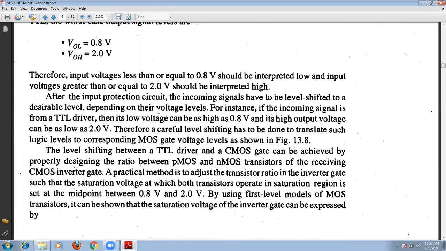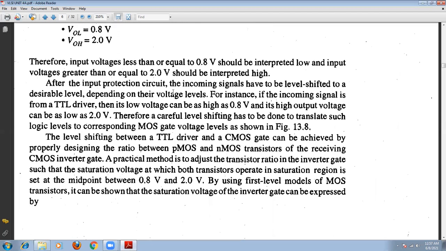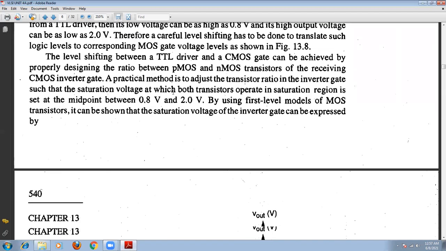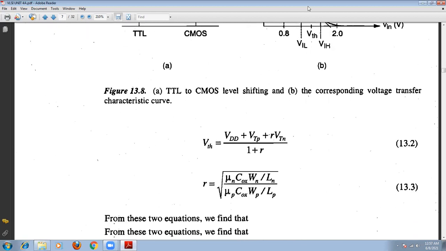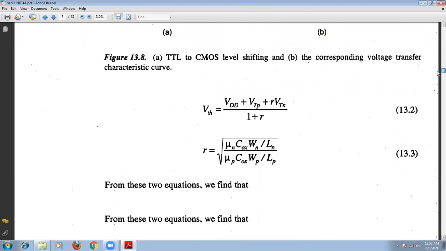Basically, we are using the TTL drivers, and level shifting between the TTL drivers and the CMOS gate circuit can be achieved properly by designing the ratios between the PMOS and NMOS transistors. This means the level shifting can be obtained by proper design of the PMOS and NMOS transistors at the receiving side of the CMOS inverter gate. So that is the case you have to remember. From this we can go directly to the next one.